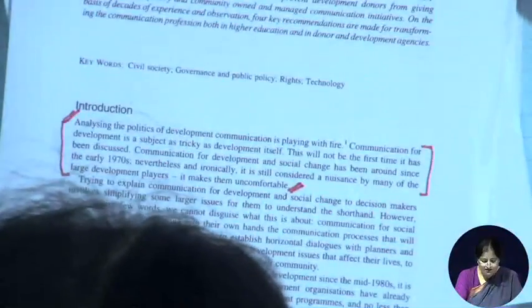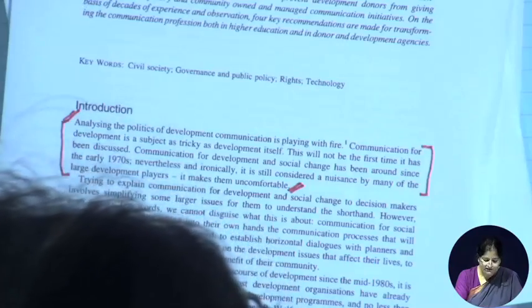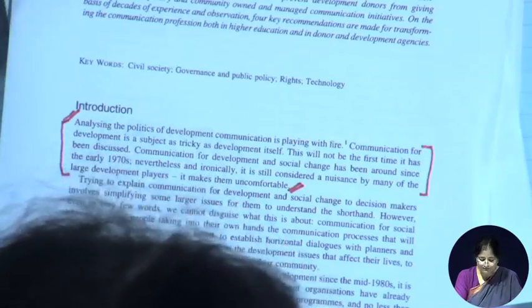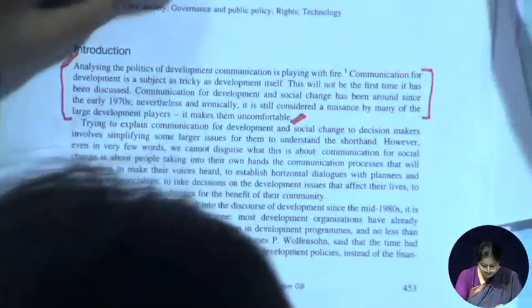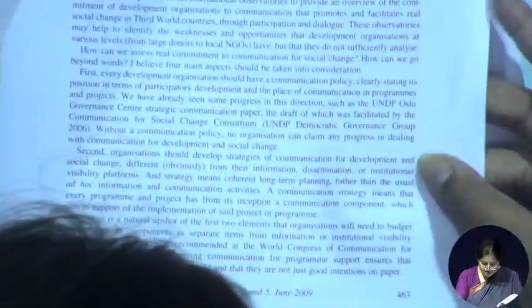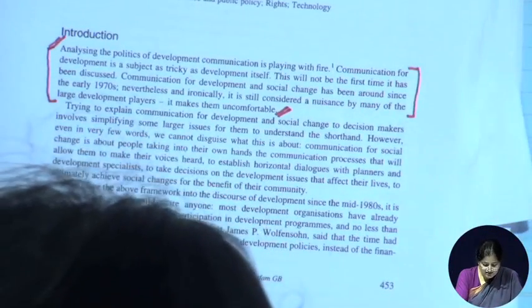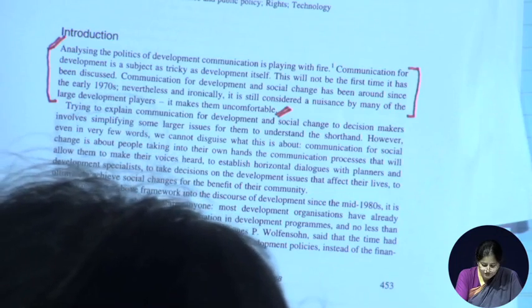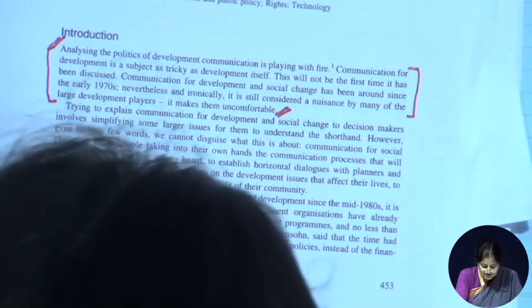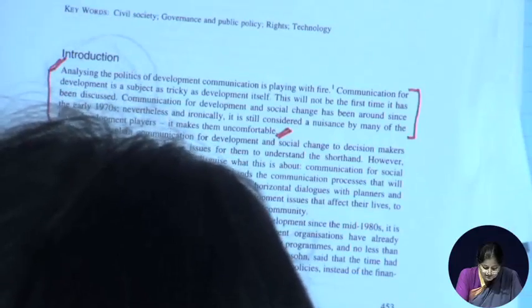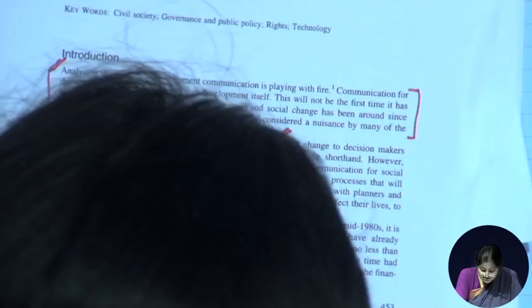This has been published in a Routledge journal called Development in Practice, volume 9, numbers 4 and 5, June 2009, from page 453 to page 465. Anyway, what I want to read out here is, he says that analyzing the politics of development communication is playing with fire. I really like his candid style. Communication for development is a subject as tricky as development itself. This will not be the first time it has been discussed.